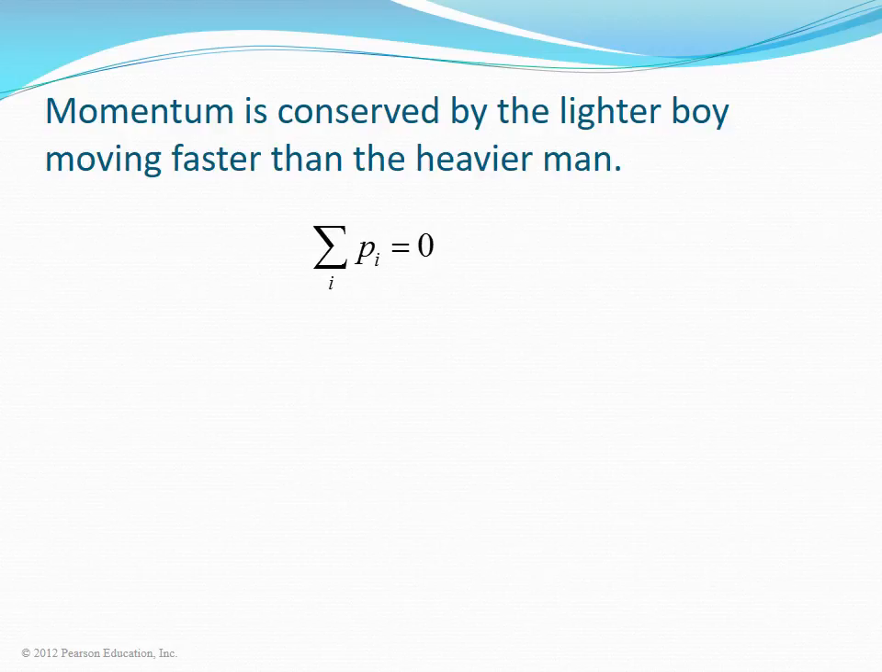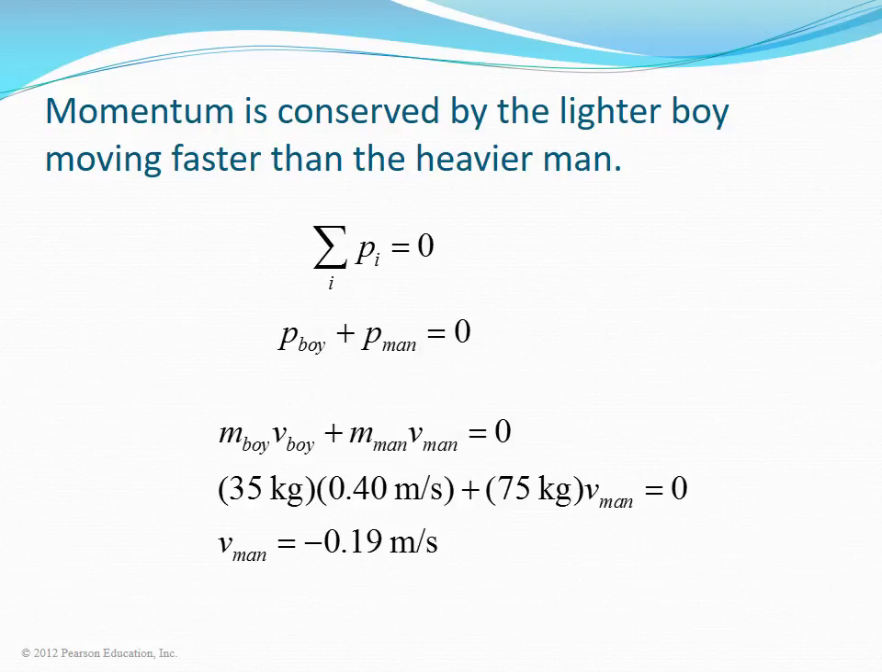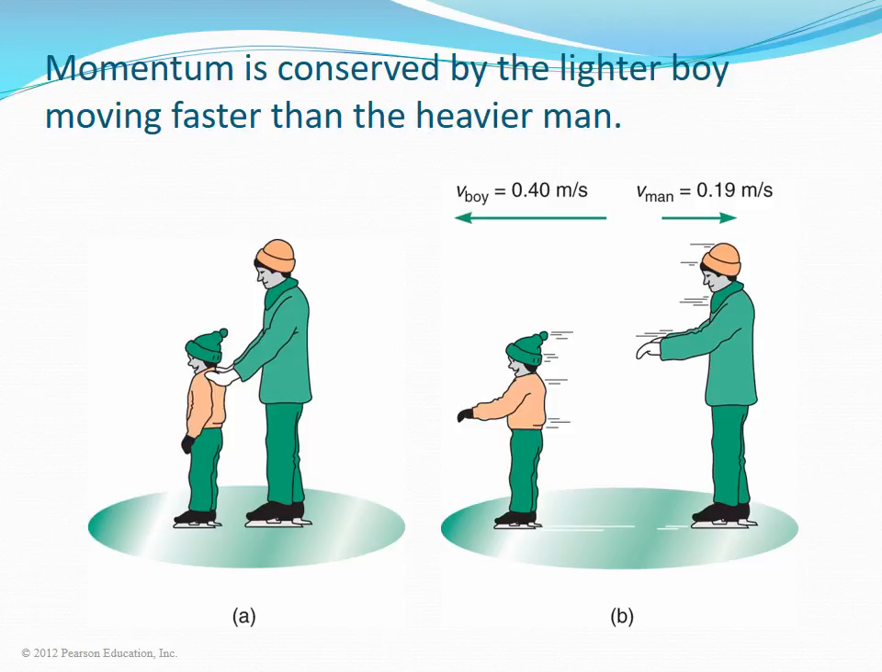Conservation of momentum says that the sum of the momenta of all objects is 0. There are two objects, the man and the boy. Since momentum is mass times velocity, we can write the momentum of the boy plus the momentum of the man. Substituting the known values gives the velocity of the man as minus 0.19 meters per second. The minus sign indicates the man's direction of motion is opposite the direction of the boy's motion.